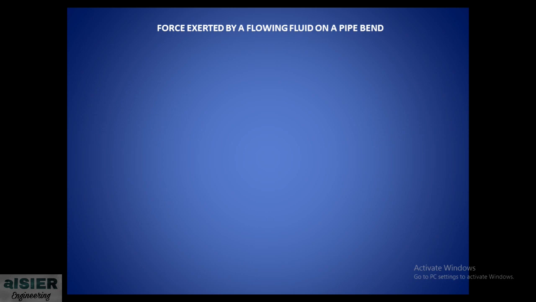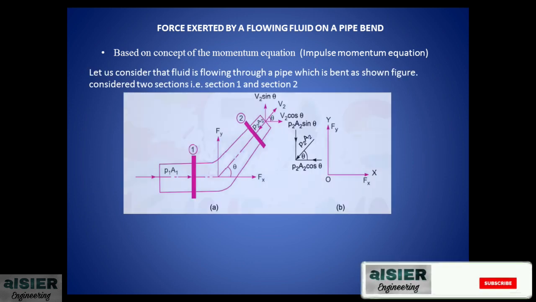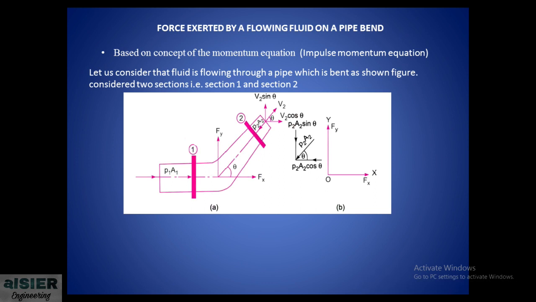Hello everyone. Today we will see a derivation for the force exerted by a flowing fluid on a pipe bend. It is based on the concept of the momentum equation, that is, the impulse momentum equation. To derive this expression, let us consider fluid flowing through a pipe which is bent as shown in the figure.